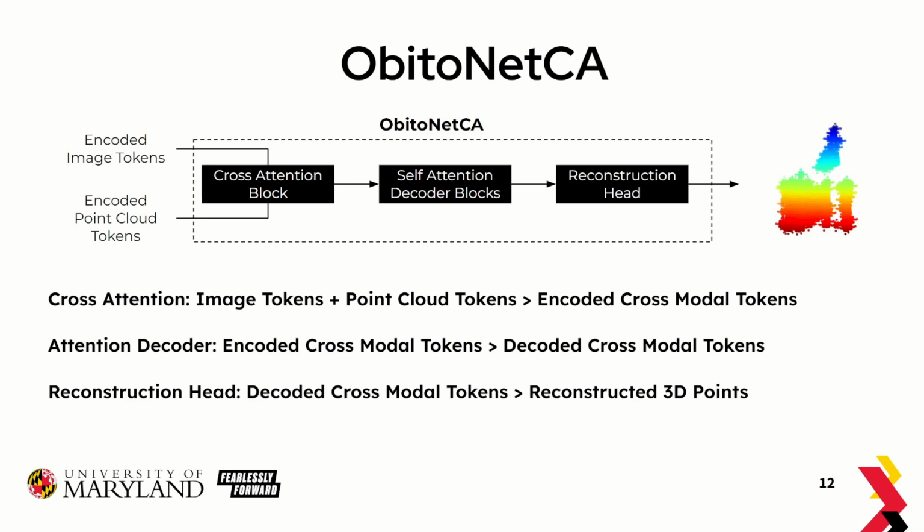Now coming to the cross-attention decoder mechanism, we take both of these tokens from different modalities and we pass them through a cross-attention block. And then the output of the cross-attention block is a set of tokens that actually encodes both the information from the image modality and the point cloud modality. We pass this through a series of self-attention decoder blocks and a reconstruction head attached to gain the number of points back from the tokens.